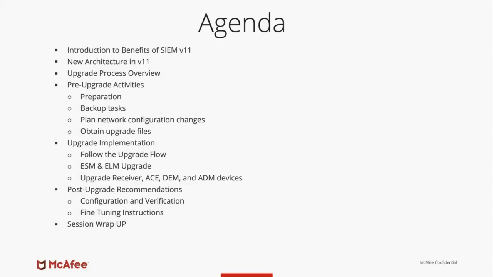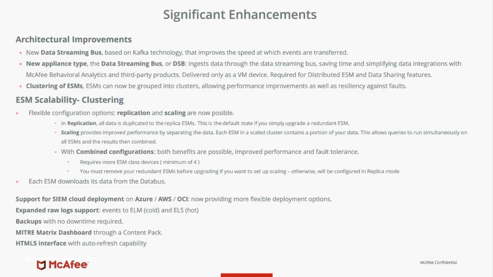So starting with some significant enhancements in version 11, we have our architectural improvements. So we've added the data streaming bus. This is based off Kafka. This is going to allow our events to get around and transfer between our devices at a much greater rate of speed. There's also a new appliance type called the DSP.